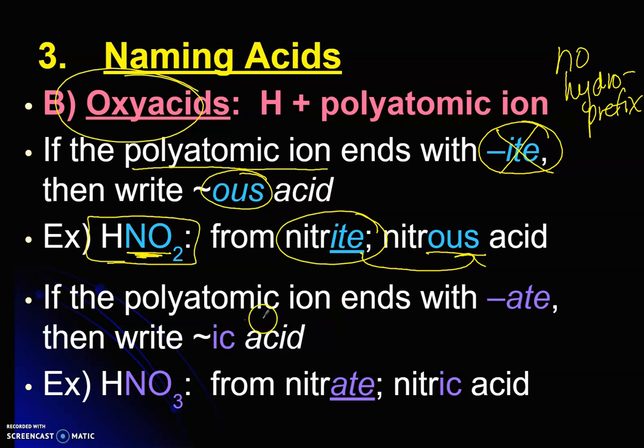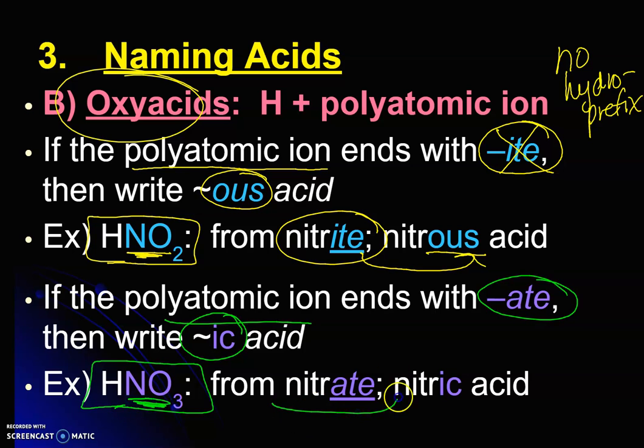If the polyatomic ion ends with ate, however, that's where we change the ending to ic acid. So HNO3, you need to recognize the NO3 as being nitrate. And then you can change the ending to nitric acid.